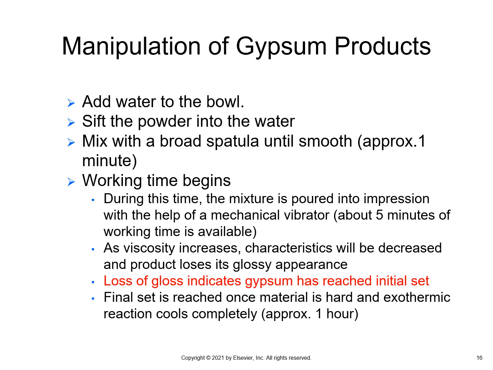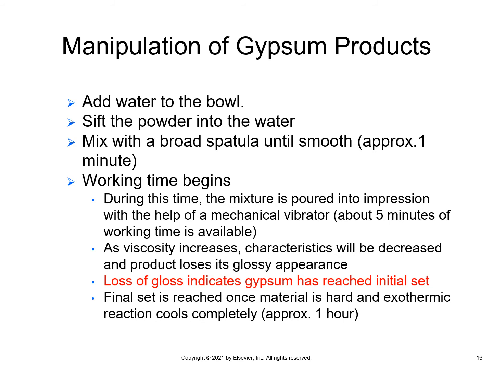So during this time, that mixture would be slowly poured into the impression with the help of a mechanical vibrator. You would hold your impression on the vibrator, and with little bits, you're going to let a little bit of that gypsum mixture flow down into the anatomy of that impression, down into the grooves and cusps of all of the teeth. You've got about 5 minutes of working time, so you've got a fair amount of time to do this. It's important too that your impression is dry.